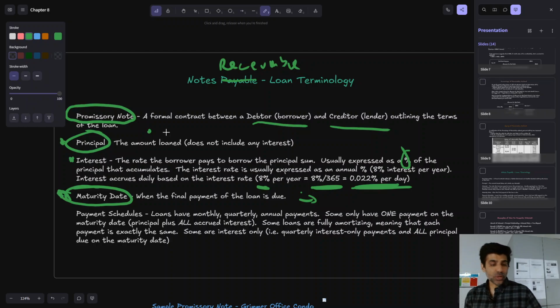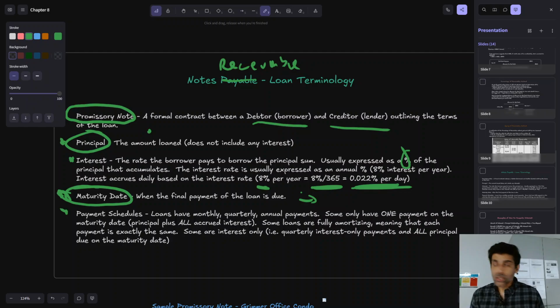So in that case, the maturity date is actually really important. Okay, because on that last date, you're going to have a really big payment. So maybe you're paying $1,000 a month, but on that maturity date, if it's a commercial loan, it's going to be $1 million, something big. Okay, so you have to come up with that money somehow.